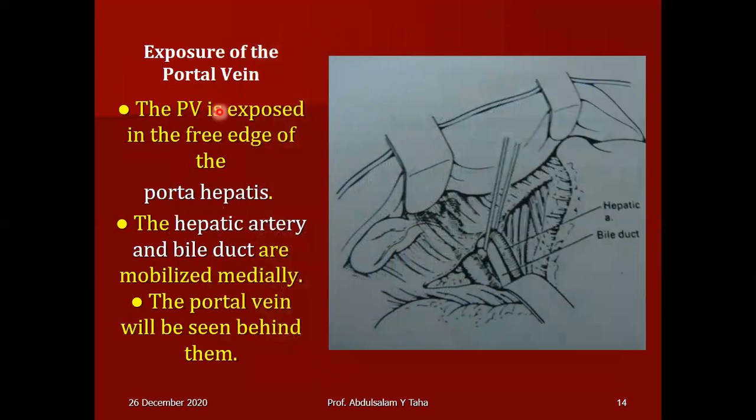Well, now near the hepatic artery, we have another important vessel called the portal vein. The portal vein is located in the free edge of the porta hepatis and can be exposed by isolation of the hepatic artery and the bile duct and displacement of these two structures medially so that the portal vein will be seen. And you remember the portal vein needs to be isolated for some operations like the portocaval shunt.